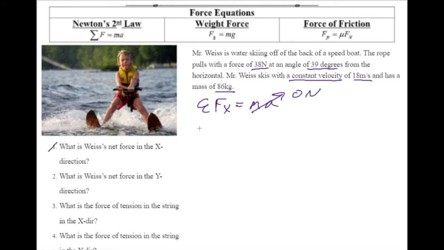Well, what about the y direction? Same thing. In the y direction, net force is equal to the forces that point up minus the forces that point down, or mass times acceleration in the y direction. Constant velocity again, it doesn't say that we're accelerating in the y, so we can assume that we are not. Therefore, net force in the y direction is also 0 newtons.